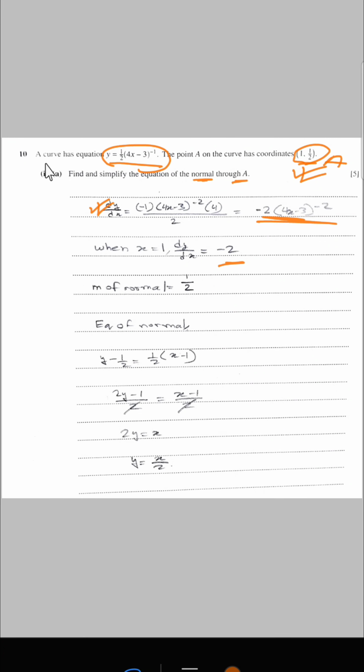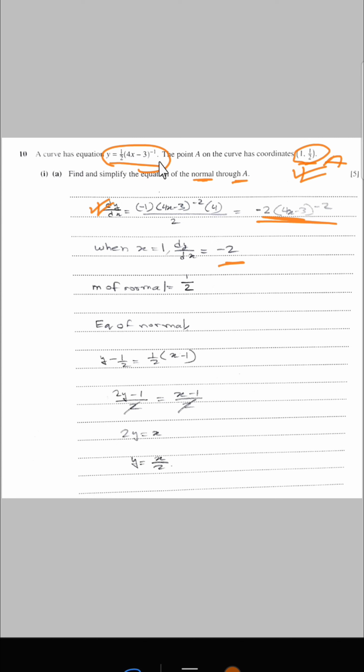In question number 10, the curve has the equation given. Point A has the coordinates 1 and 1 by 2. Find and simplify the equation of the normal through A. To find the equation of the normal through point A, we need to find the coordinates and the gradient. So we know the coordinates, that is 1 and 1 by 2. Now we need to find the gradient.